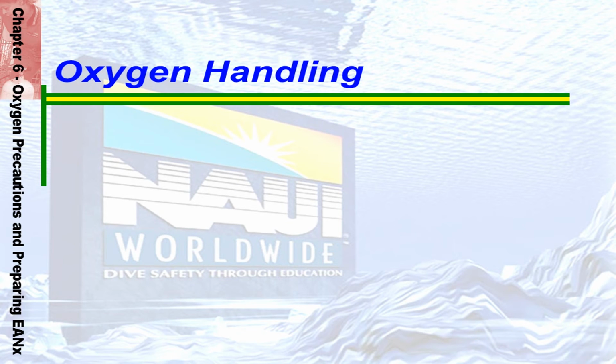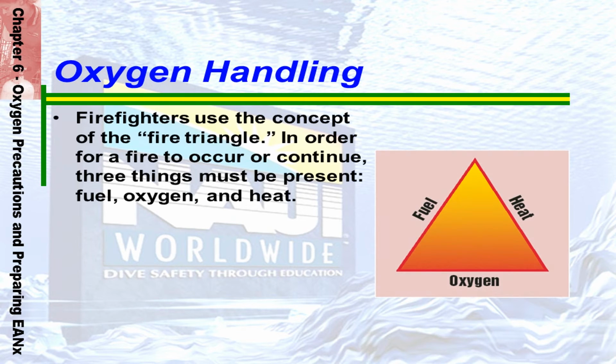In the Earth's atmosphere, with its oxygen fraction of 0.21 atmospheres, and at normal temperatures, materials do not spontaneously ignite and burn. A source of ignition, heat, is required to initiate burning. After a material, fuel, is ignited, then the fire itself provides the heat to sustain burning. Firefighters use the concept of the fire triangle. In order for a fire to occur or continue, 3 things must be present: fuel, oxygen, and heat.